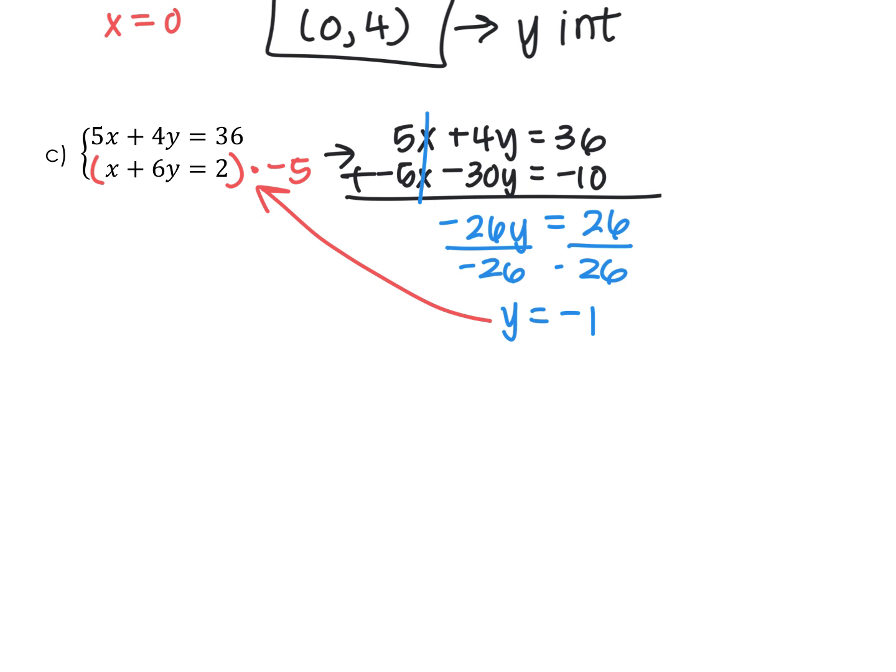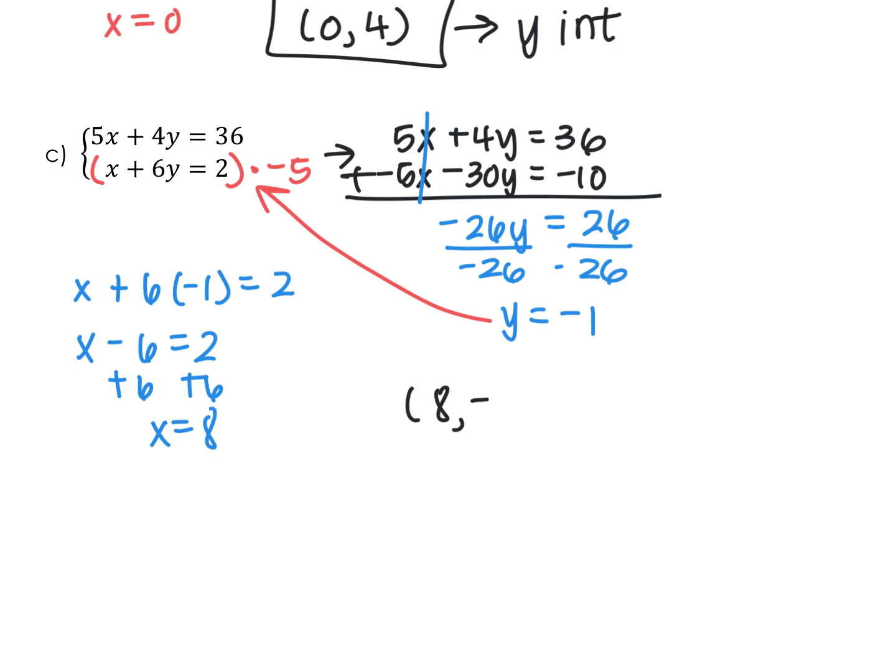So when you're plugging in, you plug it in by the original, not the multiplied version? Exactly. And the reason why is because the original is always going to be correct. And so it's just a good habit to get into, plugging into the original. So I have x minus 6 equals 2. So did you guys get x equals 8? Yeah. So my answer is 8, comma, negative 1.